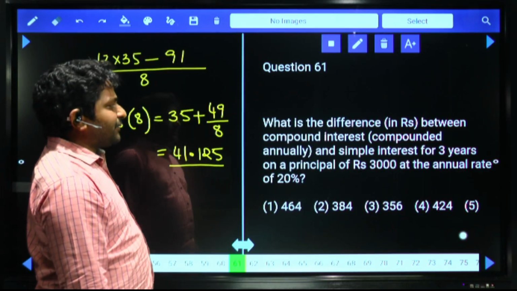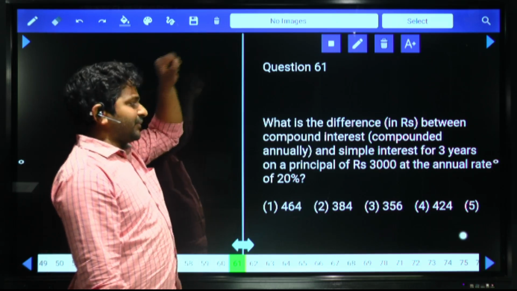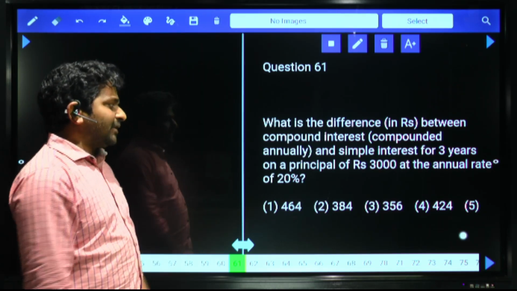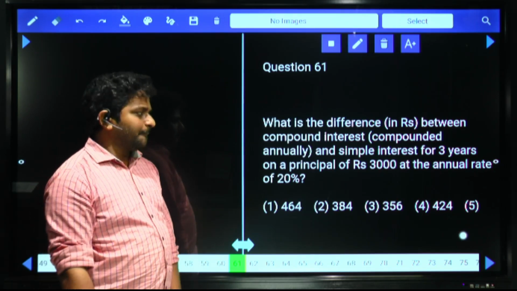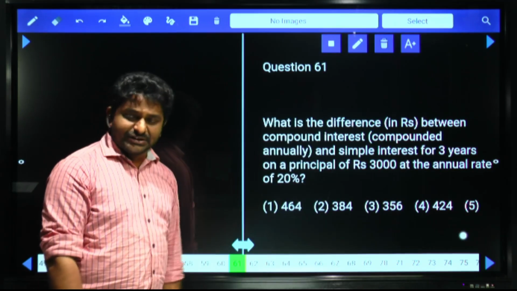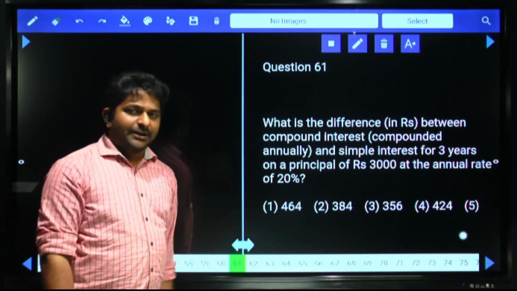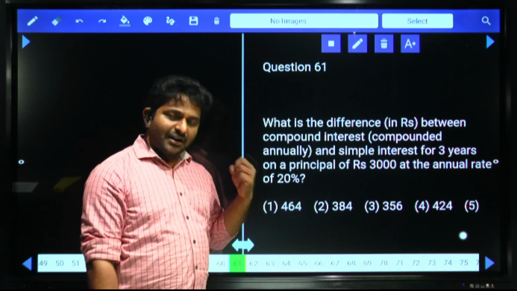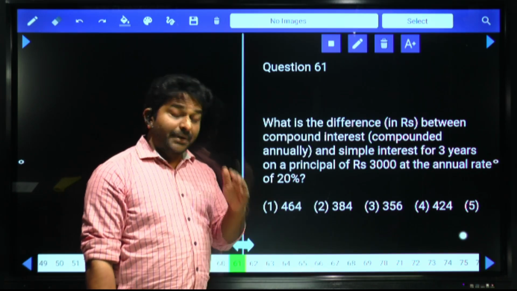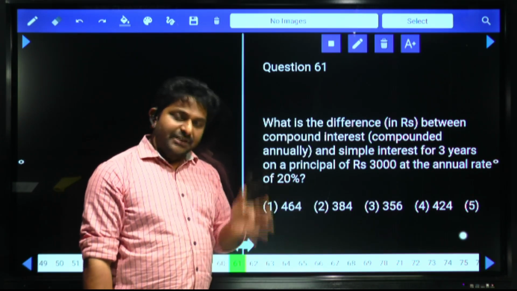What is the difference between compound interest and simple interest for 3 years and a principal of 3,000 rupees at a rate of 20% per annum? Now, principal అనేది 3,000 ఇచ్చారు. 3,000 అనేది 3 multiple. సో వెదర్ మీరు క్యాలిక్యులేట్ చేసినప్పుడు సింపుల్ ఇంట్రెస్ట్ క్యాలిక్యులేట్ చేసినా కాంపౌండ్ ఇంట్రెస్ట్ క్యాలిక్యులేట్ చేసినా ప్రతి ఇయర్ మీకు వచ్చే ఇంట్రెస్ట్ అనేది 3 multiple అవుతుంది.